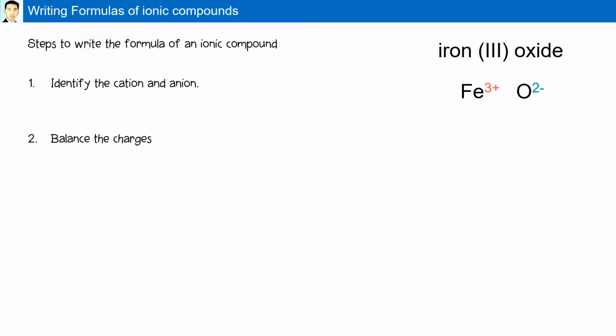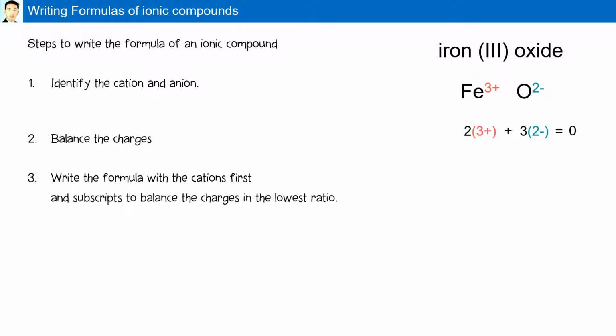Next, we need to balance our charges. We have 3+ iron and we have 2- oxygen. When added together, they must produce a net charge of 0. 2 iron plus 3 oxygen will cancel out. Next, we write the formula with the cations first and the subscripts to balance the charges in their lowest ratio. Here we have 2 iron and 3 oxygen, Fe2O3.